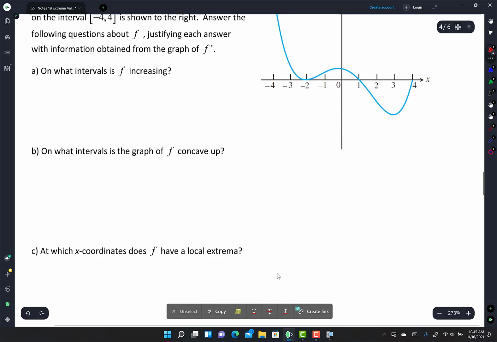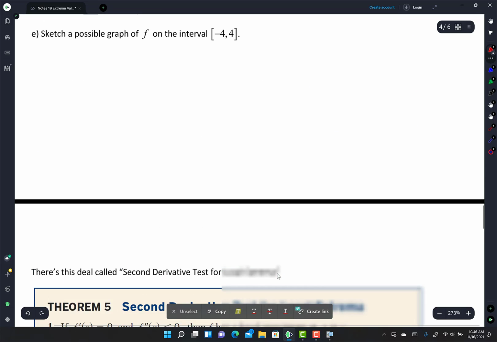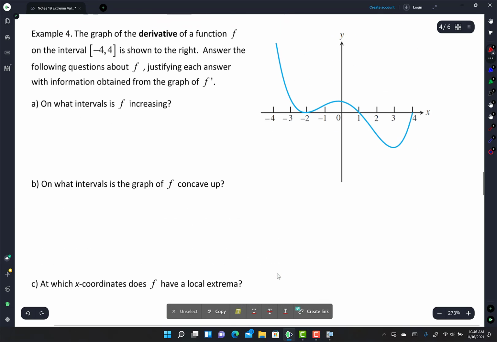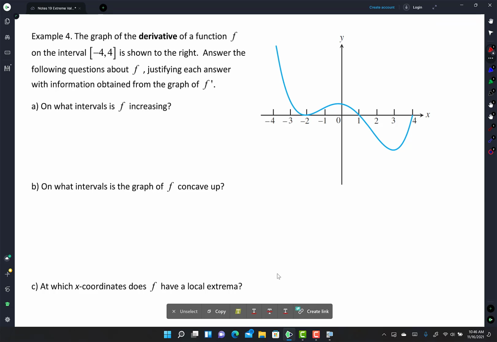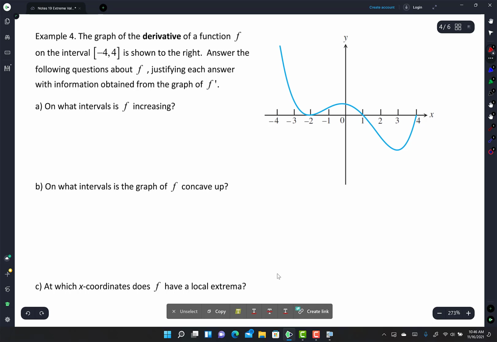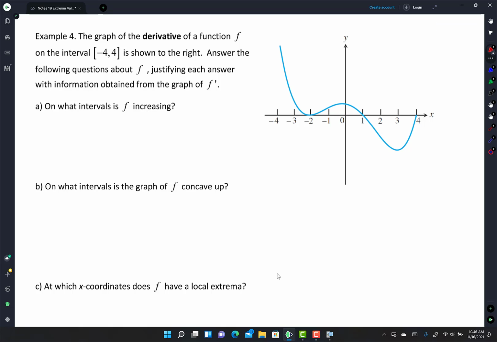All right. Let's do one more, and then we'll stop right here at this one. I think once we do this, you're going to get it a lot better. Okay. This is the last example we'll do for today, guys. So it says, the graph of the derivative of a function f on the closed interval -4 to 4 is shown to the right. Answer the following questions about f, justifying each answer with information obtained from the graph of f prime.